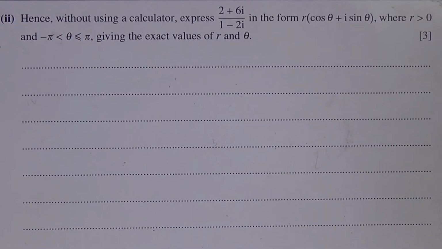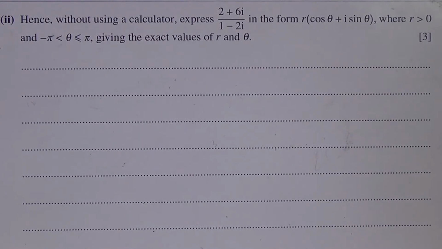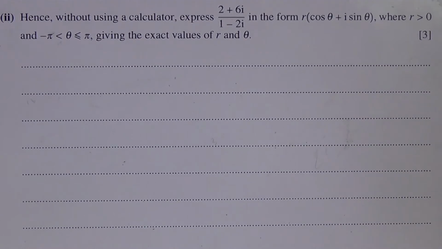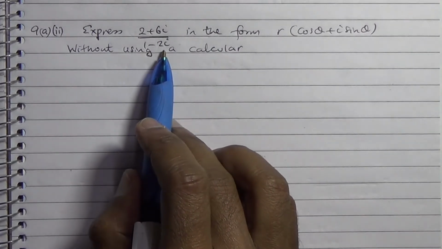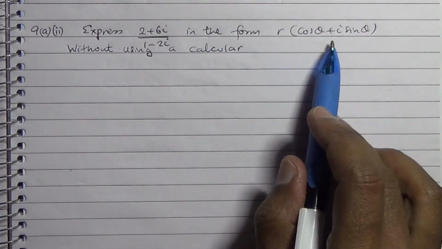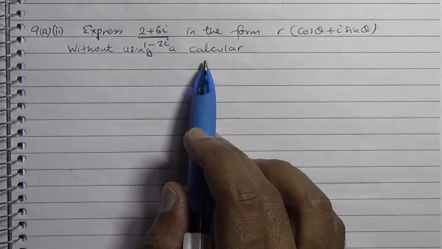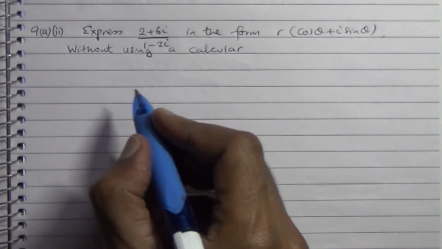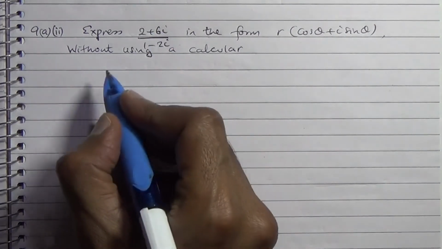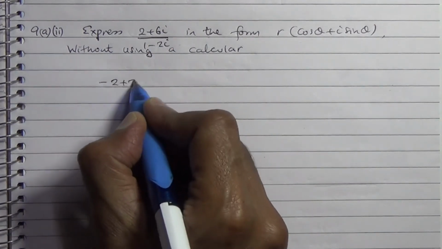Second part to this question: hence, without using a calculator, express (2 + 6i)/(1 - 2i) in the form r(cos θ + i sin θ), where r is greater than 0 and -π < θ ≤ π, giving the exact values of r and θ. Of course, this is the polar form. First of all, we need to realize that this is basically -2 + 2i.